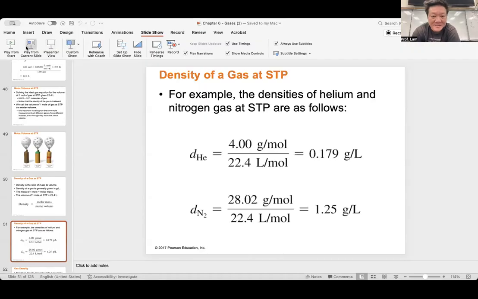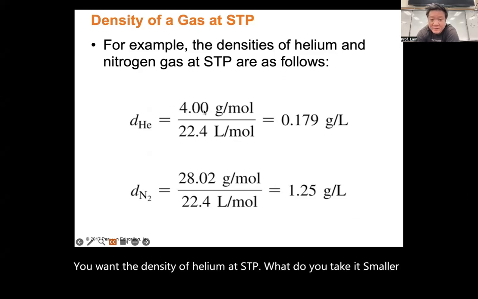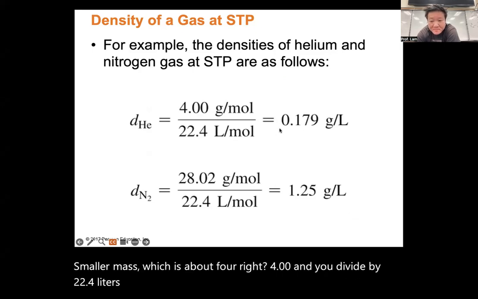So let's go back to the slide here. Notice that if you want the density of helium at STP, what do you do? You take its molar mass, which is about 4.00, and you divide by 22.4 liters per mole. So what do you get? 0.179 grams per liter.